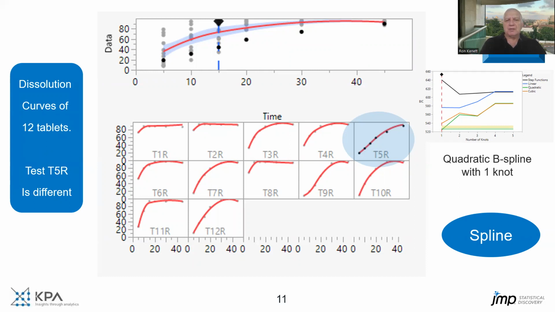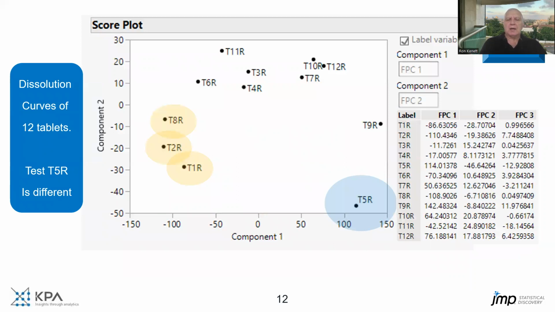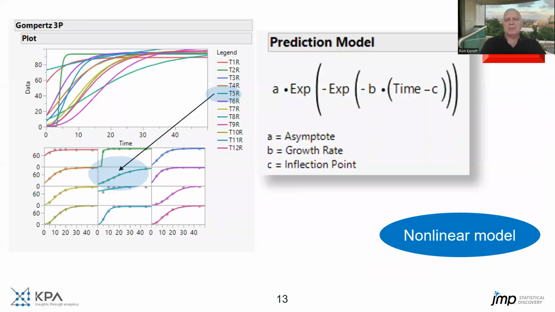We also notice visually, after fitting these B-splines, three curves which dissolve almost immediately. You see it shoots up and then it stays because it basically dissolved. The whole tablet was dissolved. If we run a functional principal component analysis, namely a scatter plot of the first and the second functional principal components, we immediately see T5R standing out, and this group of T1, T2, T8 being also different.